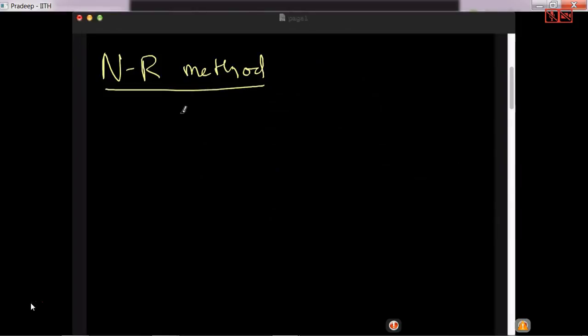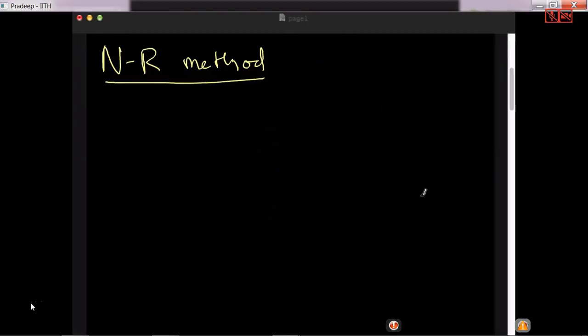So the NR method is useful for solving functions which are in the form of f of x equal to 0, where x is the unknown and I want to find out where the function value becomes 0.